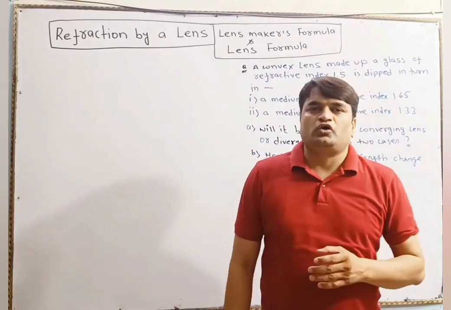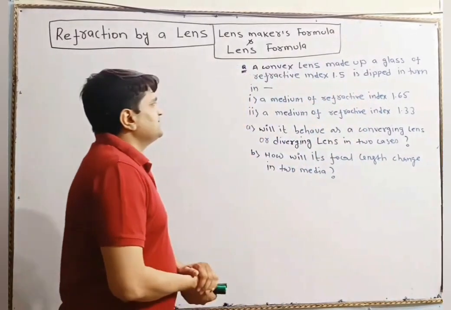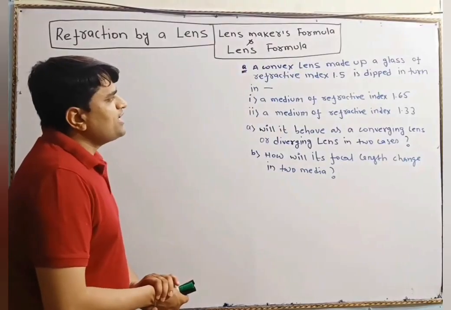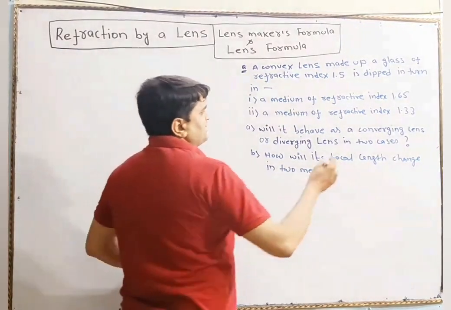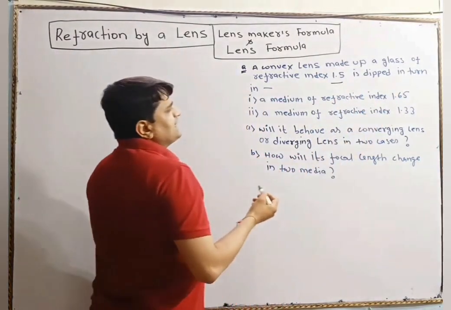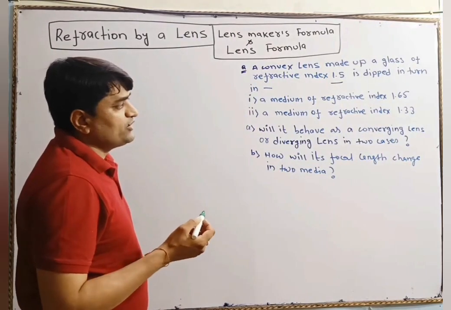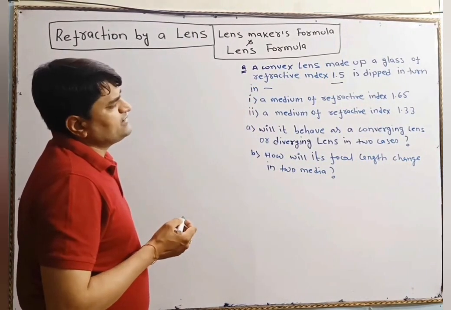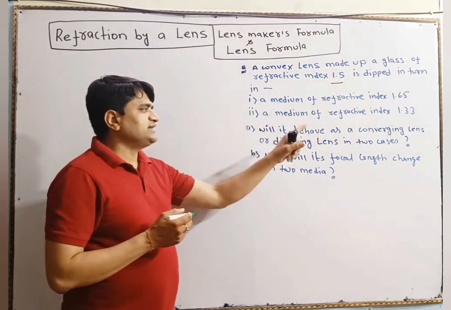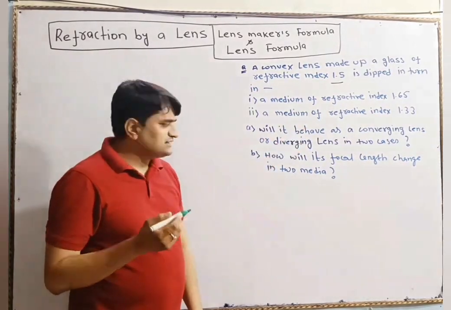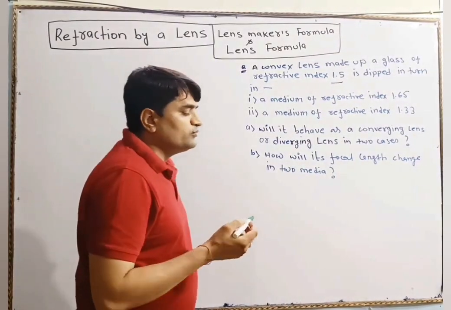Some numericals on lens maker formula and lens formula. That is the question: a convex lens made of glass of refractive index 1.5 is dipped in a medium of refractive index 1.65 and then in a medium of refractive index 1.33. Will it behave as a converging lens or diverging lens? And second, how will its focal length change in the two media?